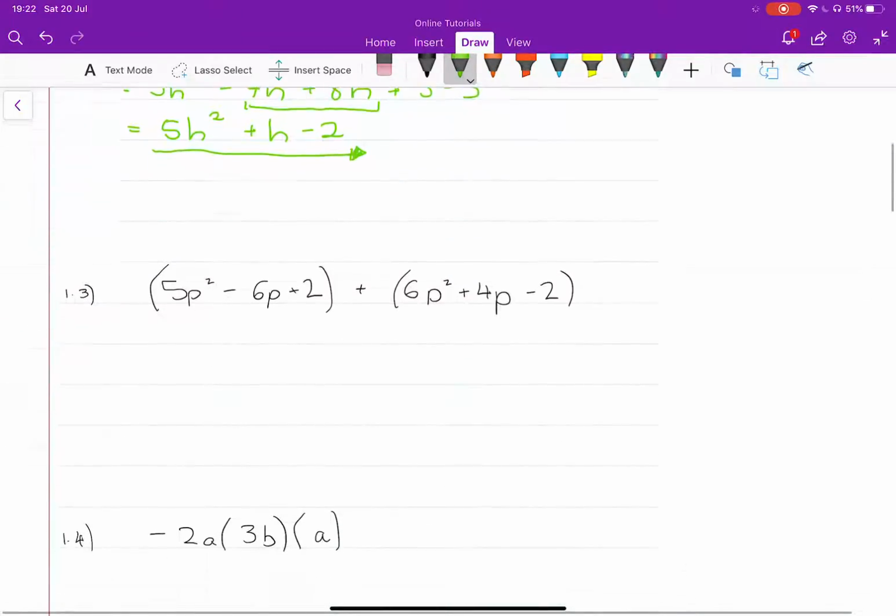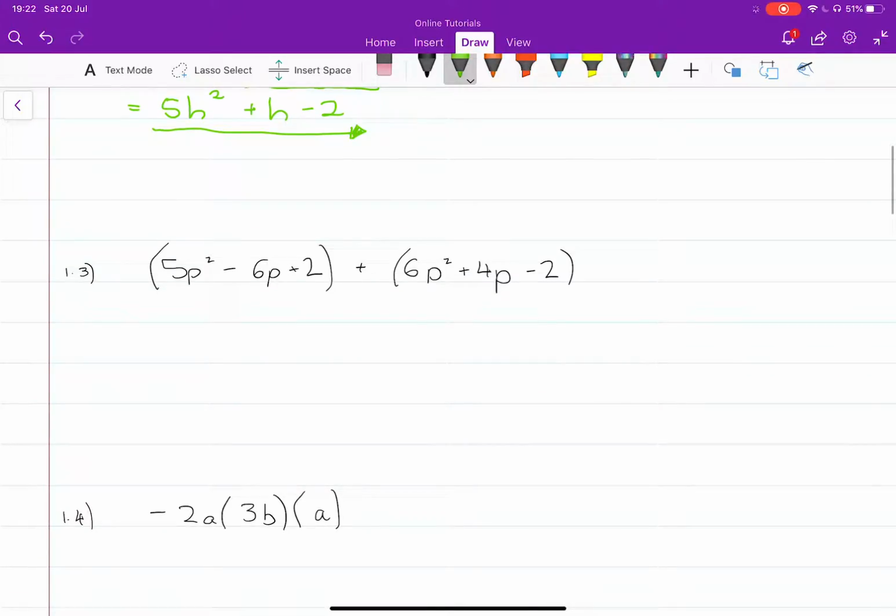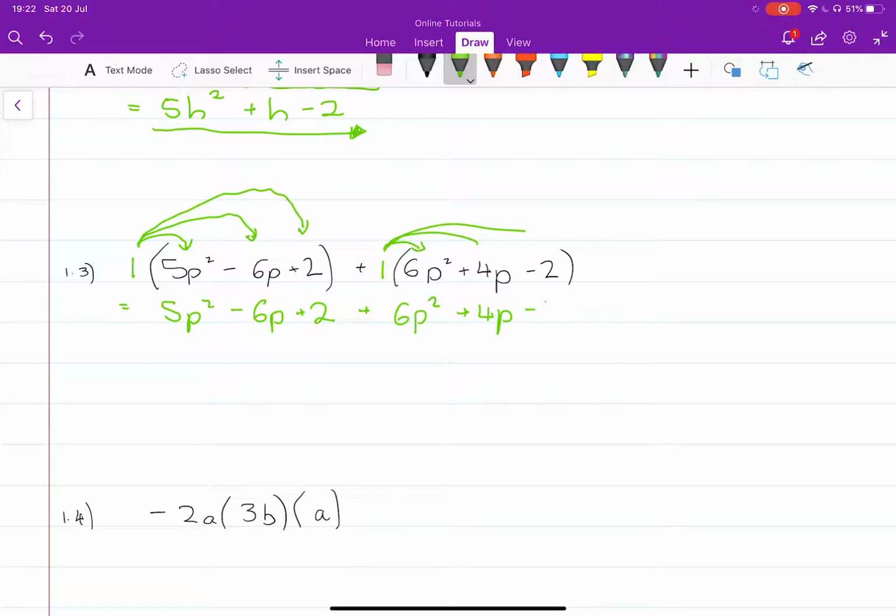Okay, so in this question we've got brackets, and when we see brackets, you mustn't panic. So how can we get rid of the brackets? Essentially we're multiplying them by 1 because there's nothing in front of it. So if we multiply 1 to 5p squared, to 6p, and to 2, we simply get the same thing back. So we get 5p squared minus 6p plus 2. And then we multiply this to all three as well, and we get plus 6p squared plus 4p minus 2.